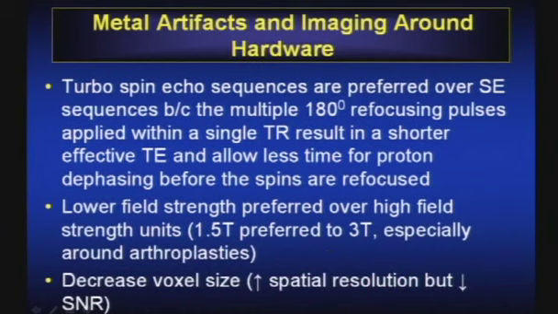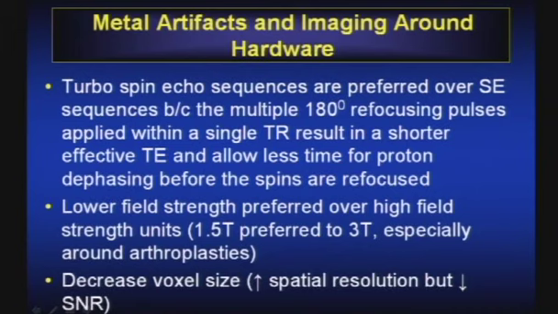A few other basic things. Again, these word slides are a little bit busy, but when you go back to your lectures, when you get the PDF, it's helpful so you don't have to be taking frantic notes. Turbo spin echo sequences are preferred over spin echo sequences because those multiple 180s are applied within a single TR and result in a shorter effective TE. When you shorten the TE, you're going to get a bit less susceptibility. So you want to use shorter TEs and you want to use turbo spin echo technique.